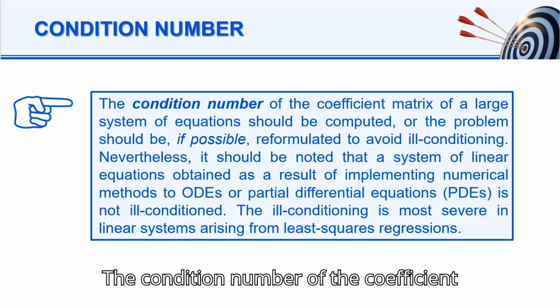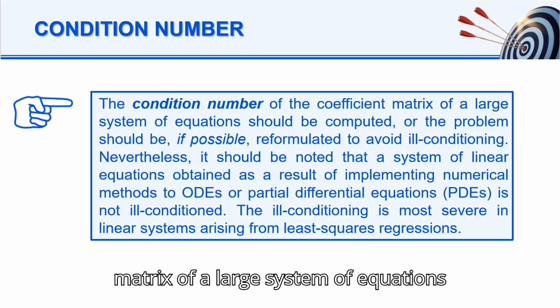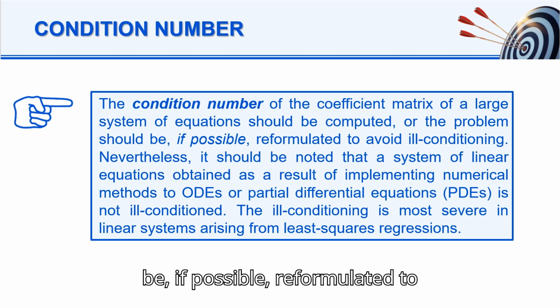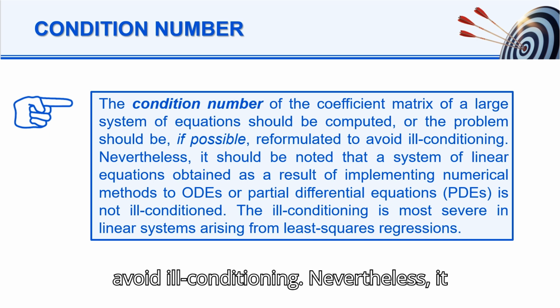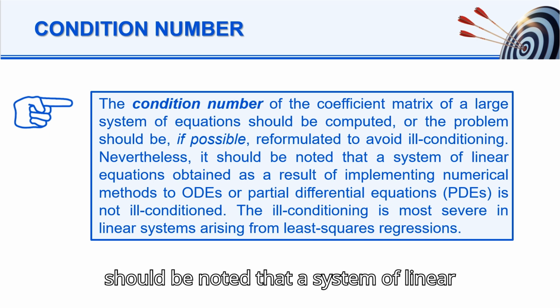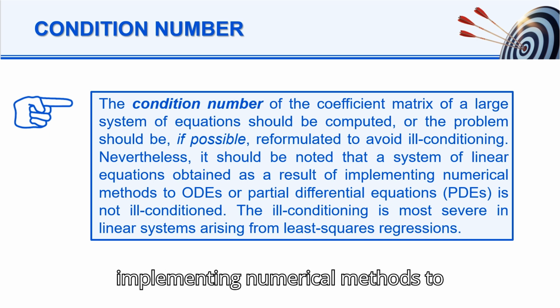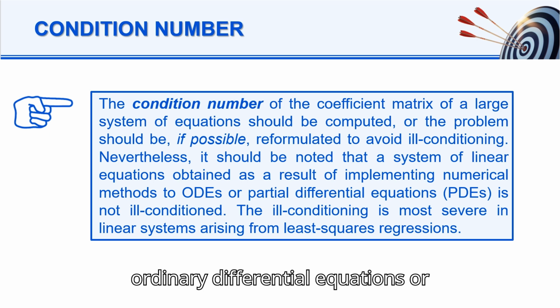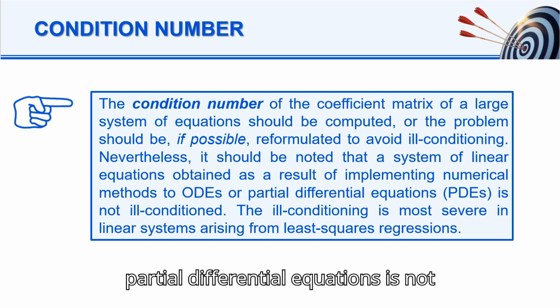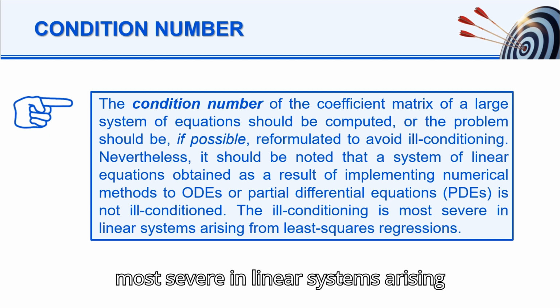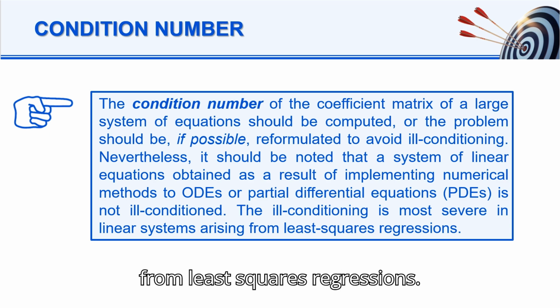The condition number of the coefficient matrix of a large system of equations should be computed, or the problem should be, if possible, reformulated to avoid ill conditioning. Nevertheless, it should be noted that a system of linear equations obtained as a result of implementing numerical methods to ordinary differential equations or partial differential equations is not ill-conditioned. The ill conditioning is most severe in linear systems arising from least squares regressions.